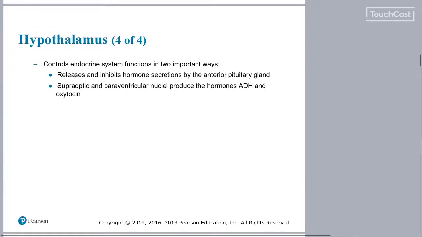So it's also going to control our endocrine functions in two really important ways. The hypothalamus is going to release or inhibit hormones by the anterior pituitary gland. So we know that not only is it important sometimes that we release things, but it's also important that some hormones are inhibited. The supraoptic and paraventricular nuclei produce those hormones, antidiuretic hormone, which we talked about a little bit earlier, and oxytocin.